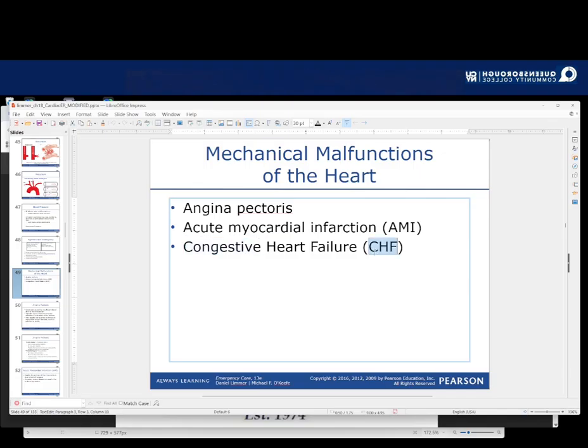Heart failure often ends up in congestion, and there's a few slides on that. So you may have heard of it as CHF, and that's what this stands for. Now, heart failure does not mean cardiac arrest. A stopped heart is arrest, so cardiac arrest. Heart failure is when the heart is pumping but not well enough.